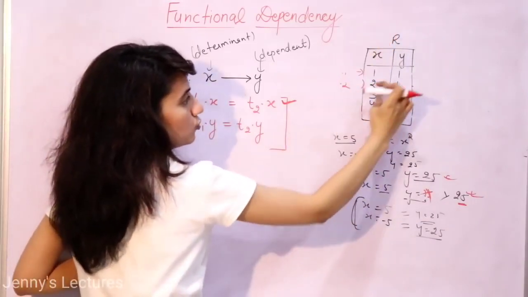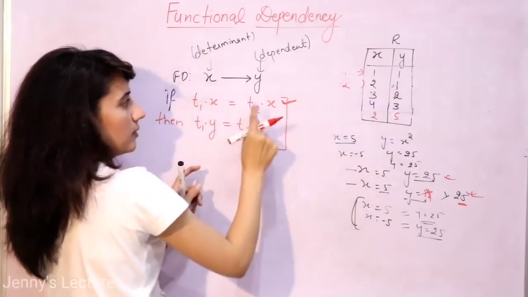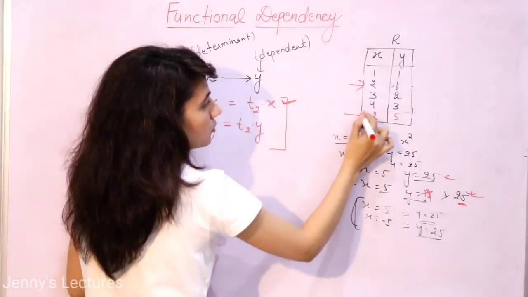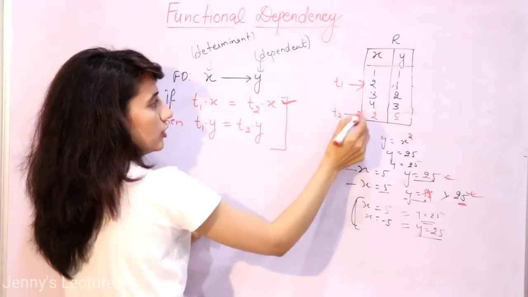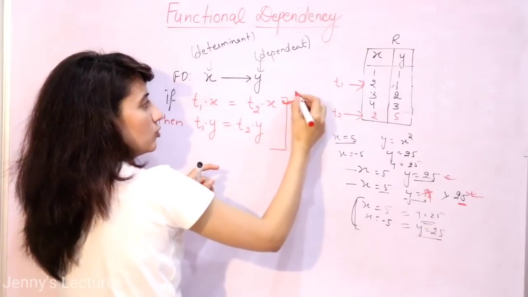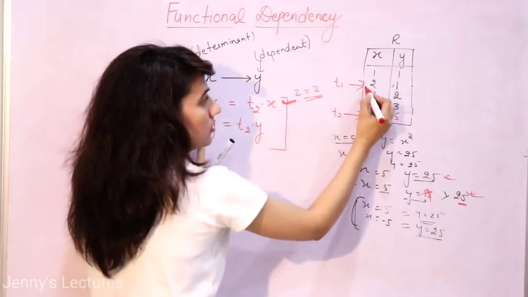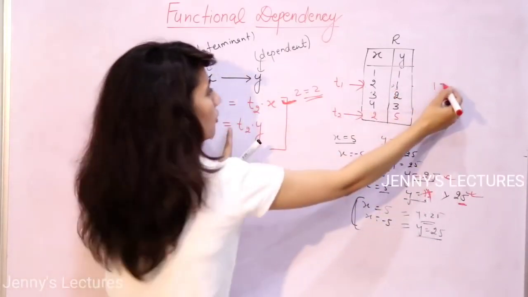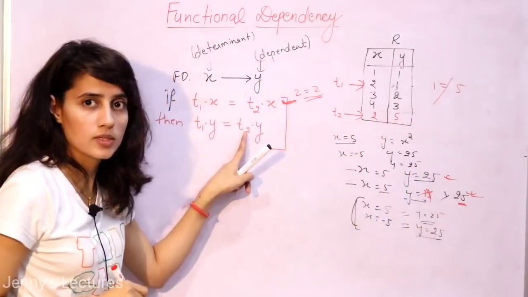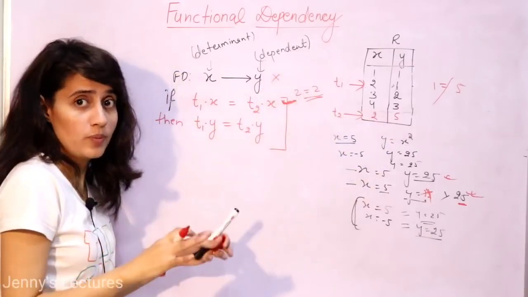Now suppose I am taking these two tuples, 2 and 3. The x value in this tuple is 2, and in this tuple it is 3. Is it the same? No, so we will not check the y value. Now check this tuple and this one. Suppose this is t1 and this is t2. t1 dot x is 2, t2 dot x is 2. Now this condition is true because both are 2, so you must check the next condition. Now check t1 dot y. t1 is this row, t1 dot y is 1, and it should be equal to t2 dot y. t2 is this row, t2 dot y is 5, but this condition is not true in this case, right? So this is not a functional dependency here. I hope you got my point.